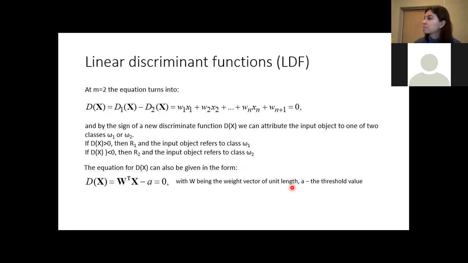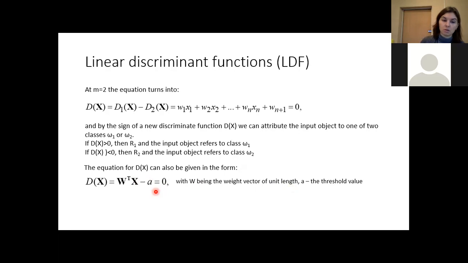Let's say 1 meter, or just one, like one of something. Yes, so the length of the weight vector is equal to 1. And here a is the threshold value. So the weight vector and threshold value are here.